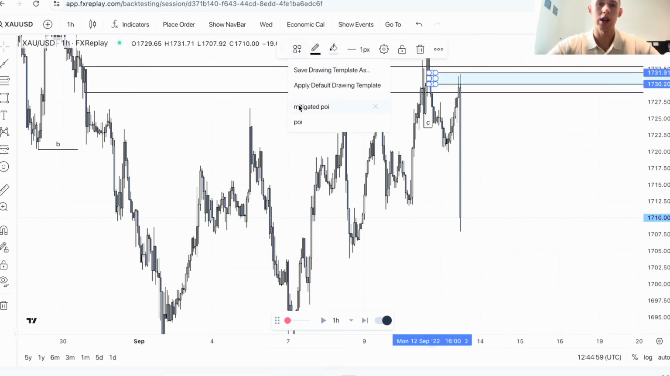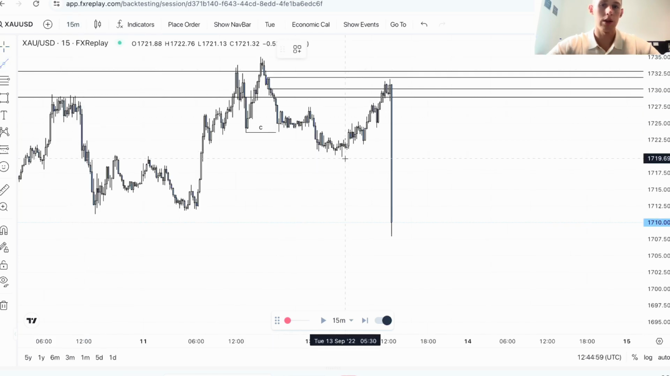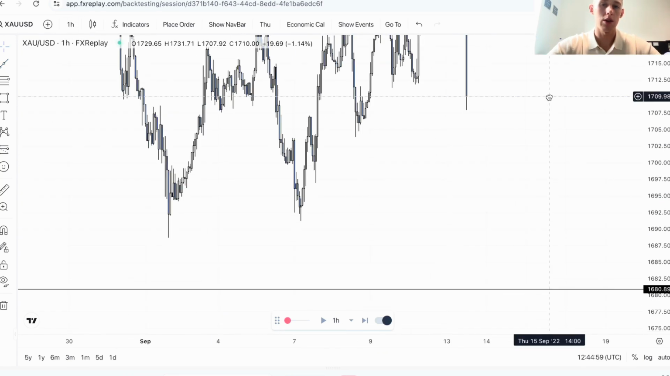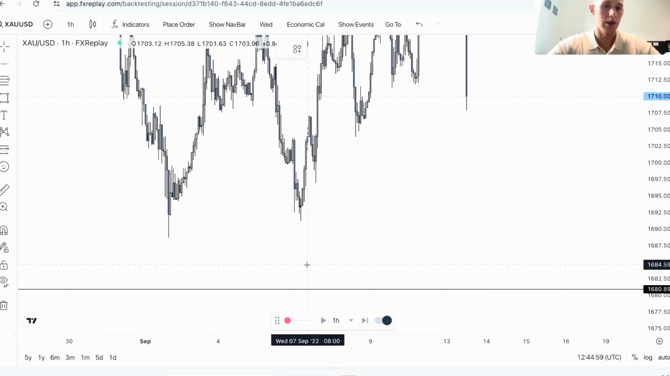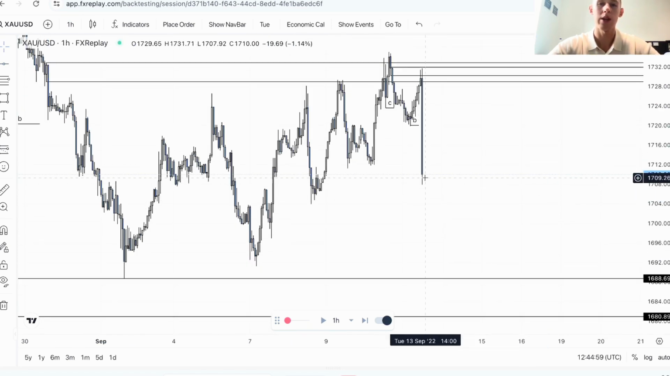I'm going to just change the color of this. Mark on this breaker structure. I'm also just going to quickly mark on this low. That would be the target that we're looking for price to come into now. Since price has flipped back bearish, it's going to come and take all of this previous liquidity.